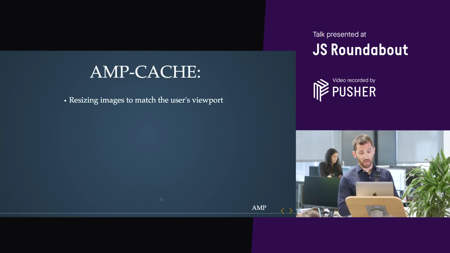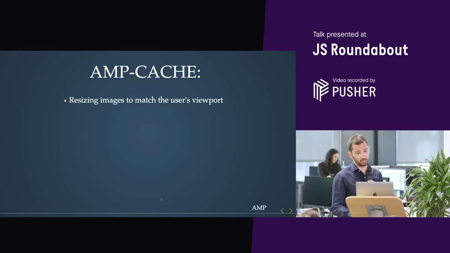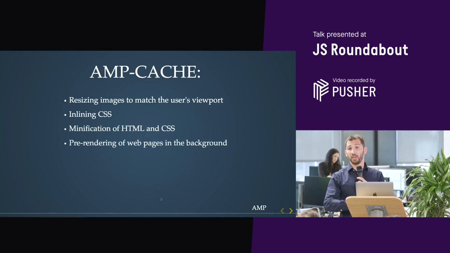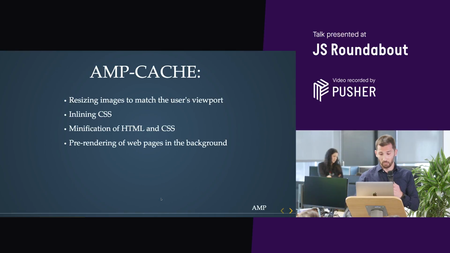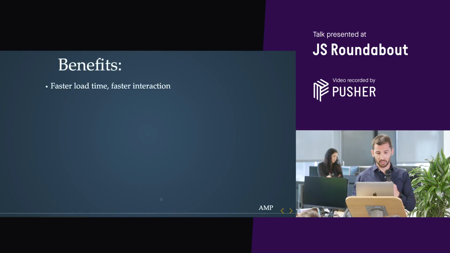Last but not least is the AMP cache. The AMP cache is, to me, the real player in this AMP technology. What it does is resizing and matching the viewport. So if you have a smaller device resolution, it gives you a lighter version of the same image. Then it has inline CSS, minification CSS, and does a pre-render of the page in the background before loading in your app.